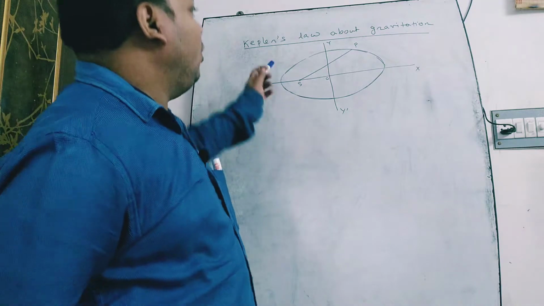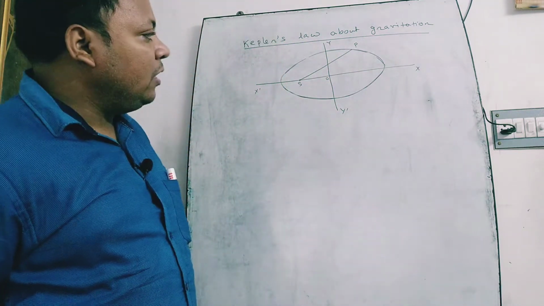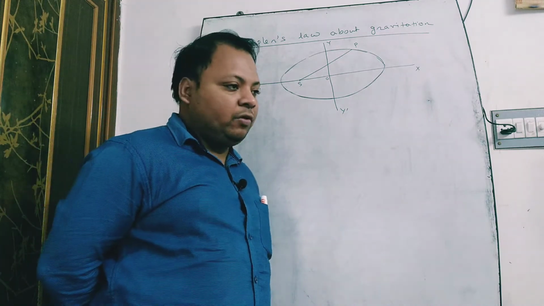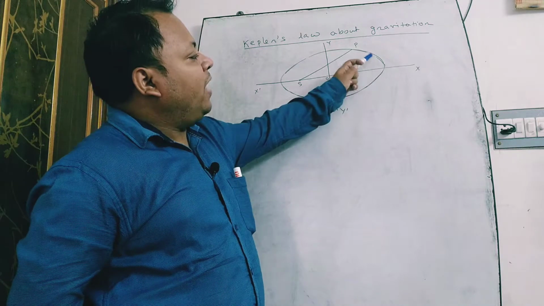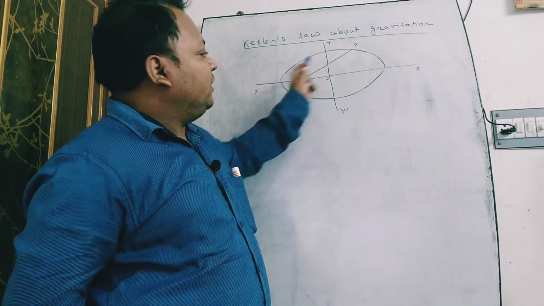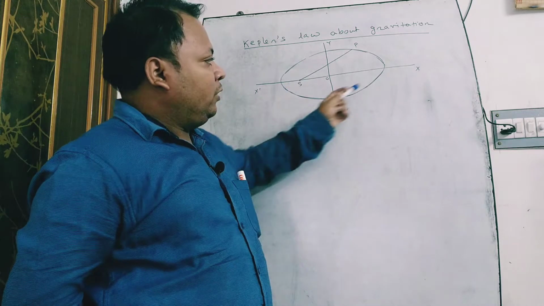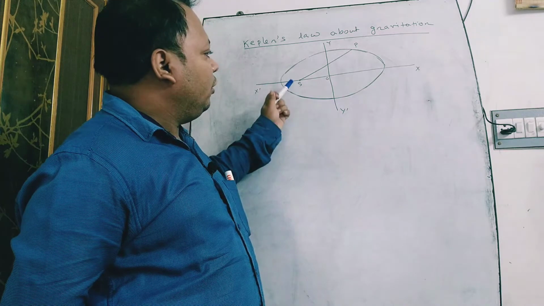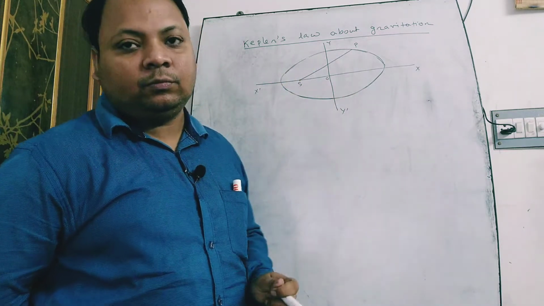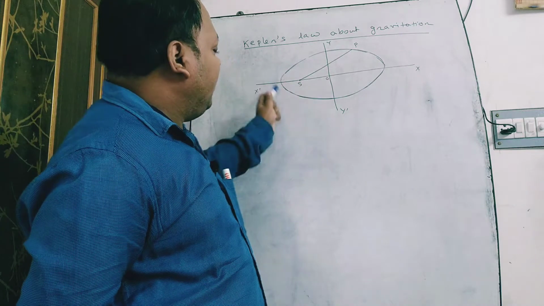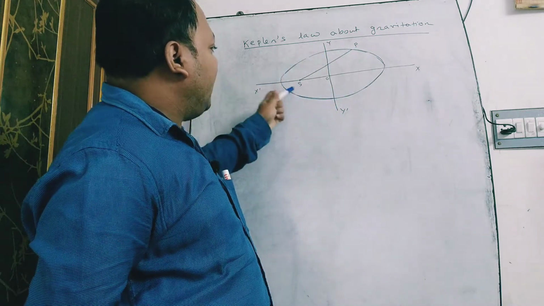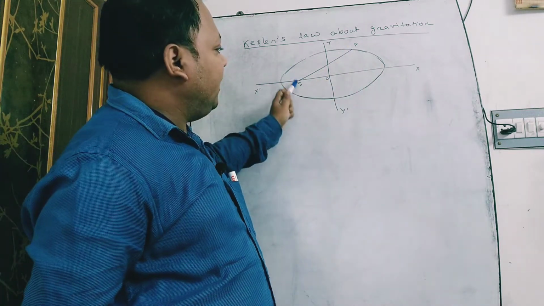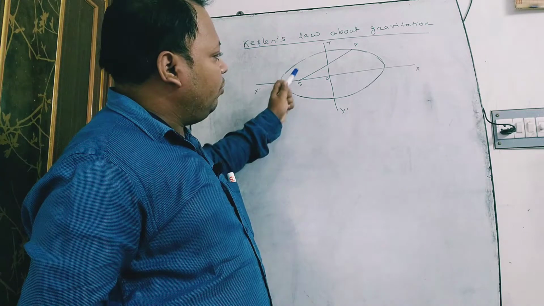Now, Kepler's laws about gravitation. Kepler stated three laws about gravitation. First law: any planet moves around the sun in an elliptical path, and the sun is at one focus of the ellipse. That is, this is an ellipse. A planet moves around the sun in an elliptical path, and the sun is at the focus of the ellipse.